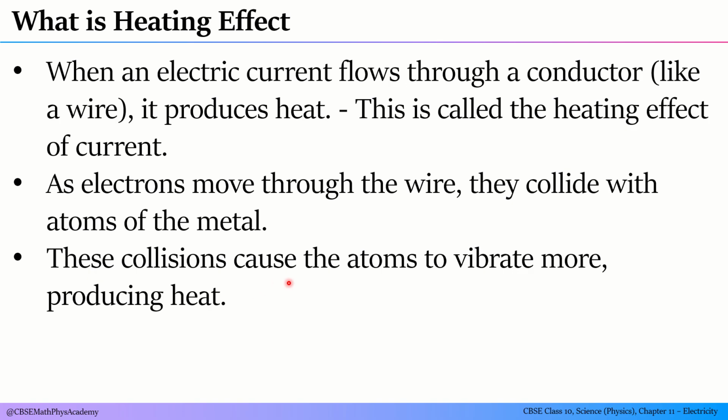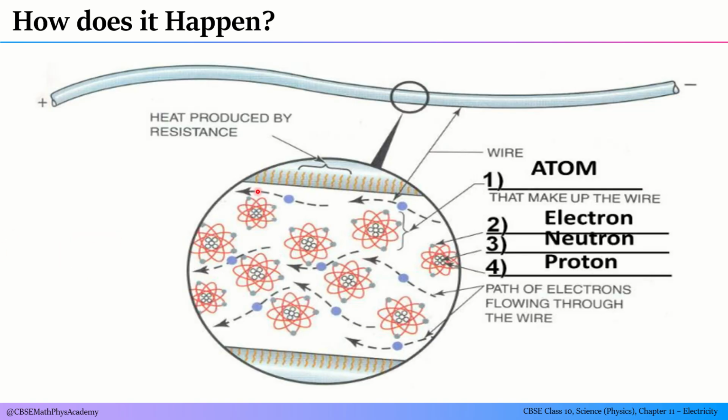If there is free flow of electrons, there will not be much heat. If the electrons are obstructed or not able to move freely, they hit the atoms, and then heat is produced. I'm bringing back the video which I shared in my first lecture on physics. This is how the current flow happens. These are the free moving electrons, and the atoms are here. On the surface of the wire, you can see heat is produced due to resistance.